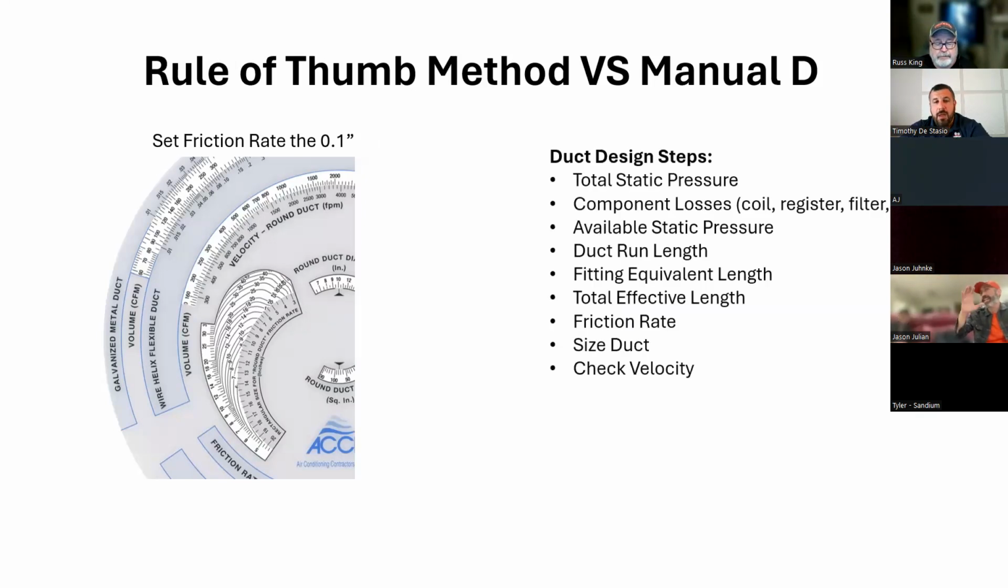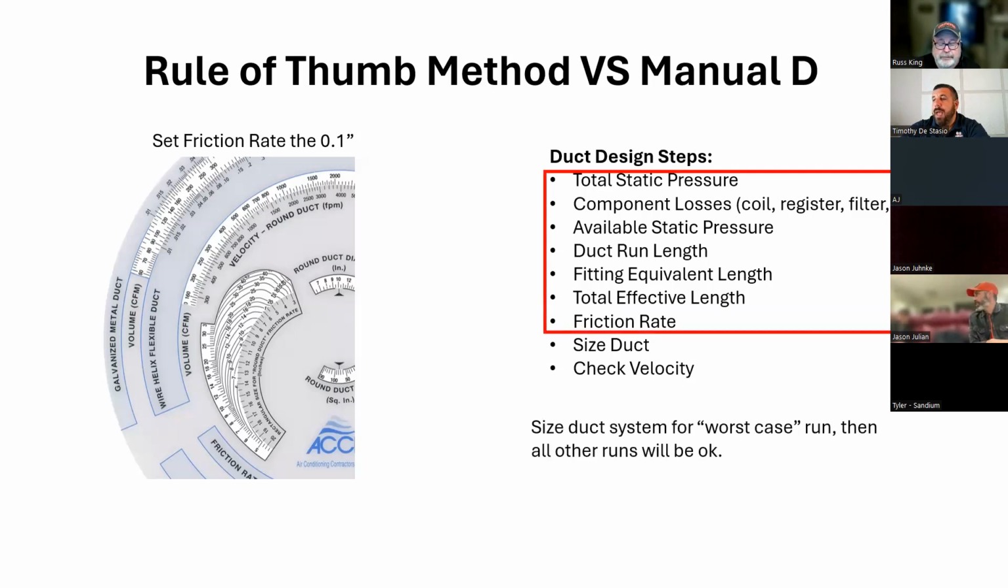So again, here we see our ACCA Manual D steps. There are a bunch of steps that we have to go through in order to get our friction rate and size of our duct. We just don't set our duct wheel to 0.1. We have to go through all these steps. But again, we want to be balanced with that. Manual D also, when you do it by hand, says you size the duct system for the worst case run, and then all the other runs will be okay.